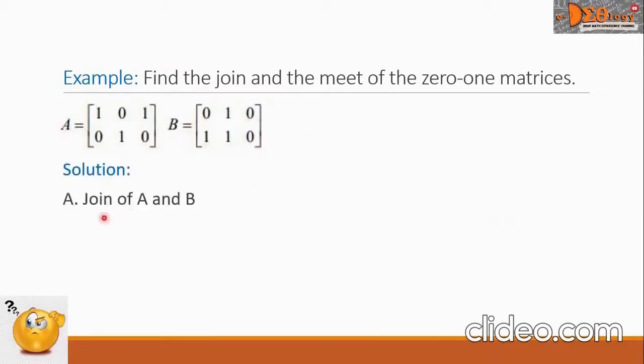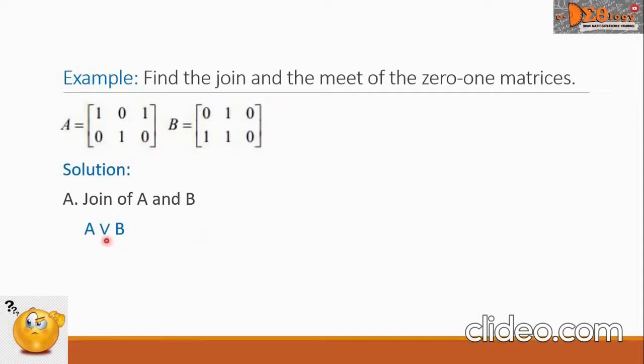Let's begin now with a join of A and B. This is denoted by the operation A OR B. We're going to do OR operation to corresponding entries of the matrices.